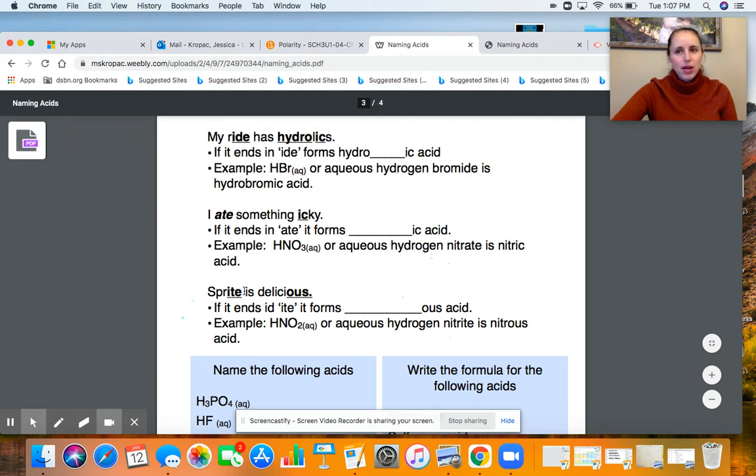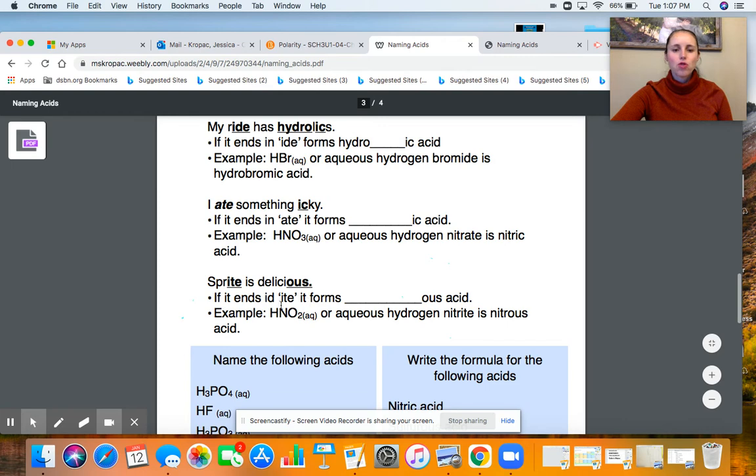And the last one to help you remember, Sprite is delicious. I don't really like Sprite, but let's try to remember that Sprite is delicious. So anything that has an "ite" ending is going to end in the "us" acid. So for example, this would be aqueous hydrogen nitrite. It's going to end up being nitrous acid.